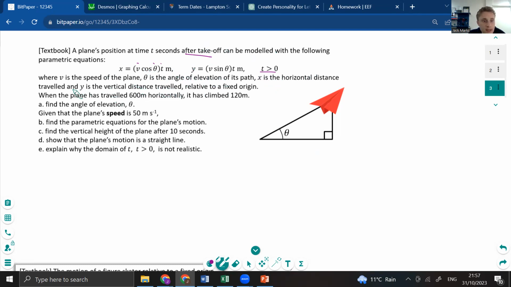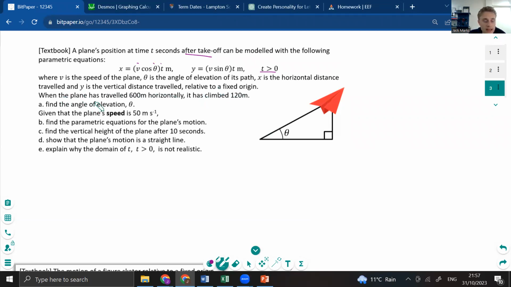Let's go through. So V is the speed of the plane. Theta is the angle of elevation. X is the horizontal distance. Y is the vertical distance relative to a fixed origin. Okay.